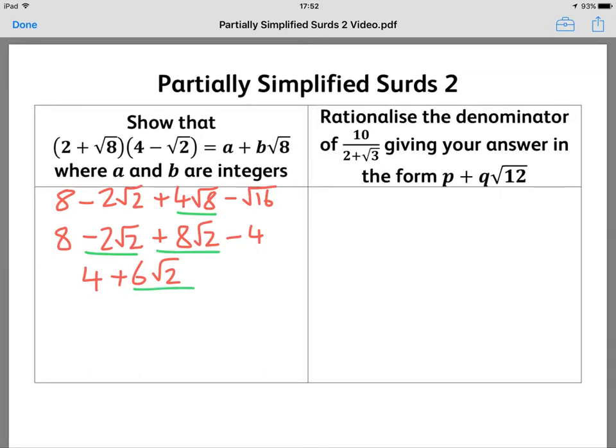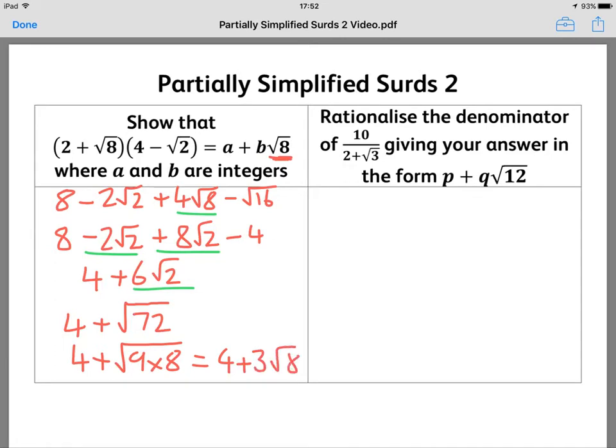Now, I then want to go to, where is it? So now I need to get it into root 8. That's what it asked me for in the question. So here we go. Now I just stick the 6 under the square root. So that's 6 squared times 2, root 72. And then root 72 is 9 times 8. Nearly out of room, which is 4 plus 3 root 8.